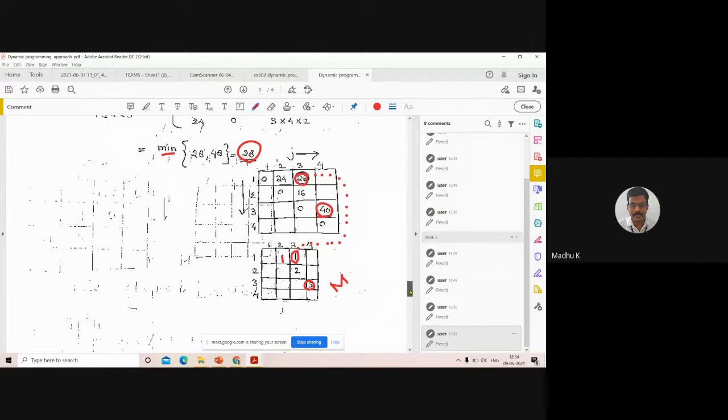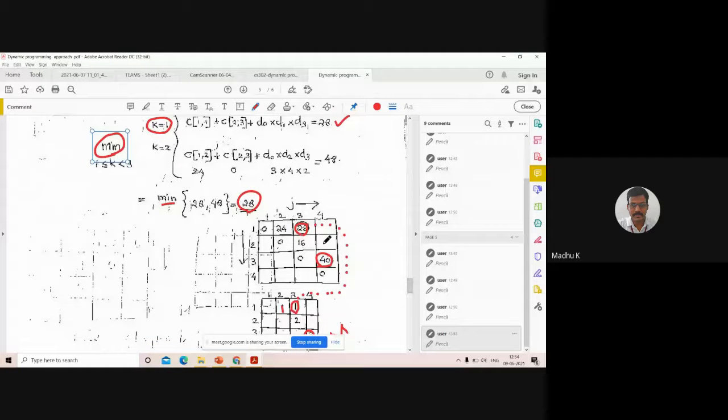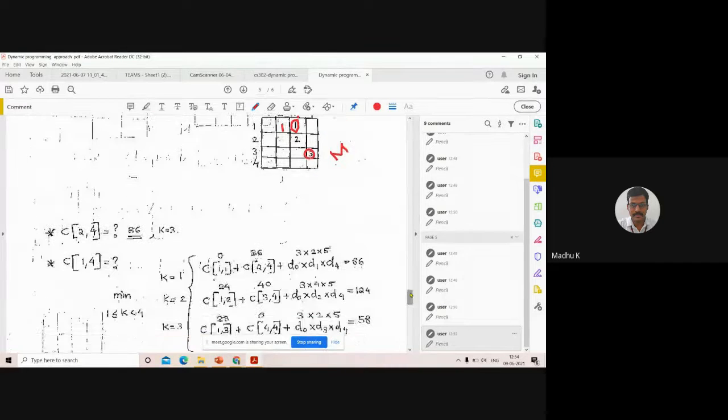Okay, so we have done that step also. Next, what will we do? We will try to calculate this value. So what will be the value? In the same way we can solve it. C of 2 4 is 36 and k is 3. Just try to do it yourself.